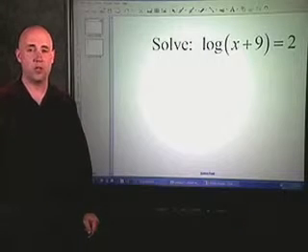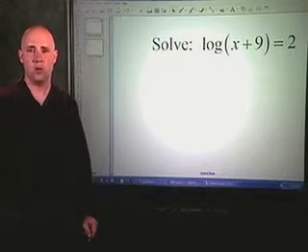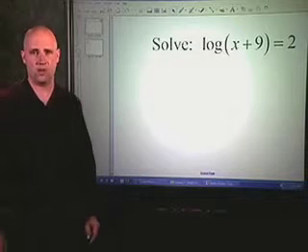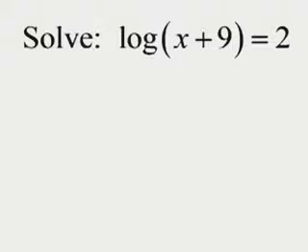Now that we've solved this equation algebraically, let's move to our smartboard interactive whiteboard and solve it using a graphing utility. To solve this equation using our graphing utility, we first notice that we have expressions on both sides of the equation. So we're going to enter our left side as y1 and our right side as y2 and look for the intersection point of the two graphs.